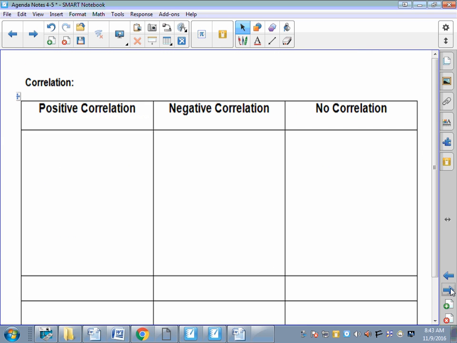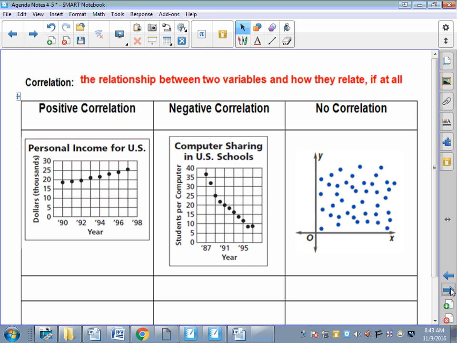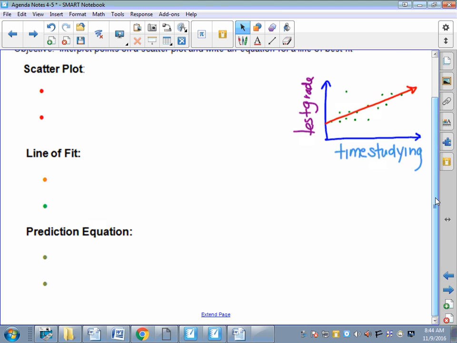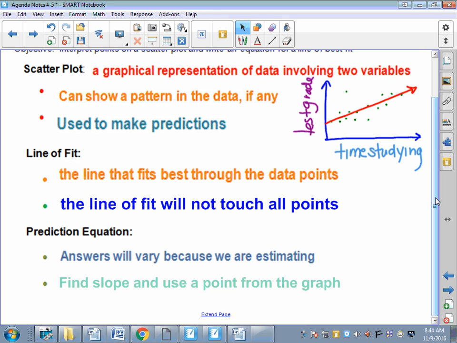So let's talk about correlations. Correlation is a relationship between the two variables, how they relate, if at all. So you already have these three graphs in that little table. Think about the one that we just did with the time studying and the test grade. We saw that there was possibly a relationship, and let me go back to this for a second, it looks like as the time studying increases, the test grades increase.